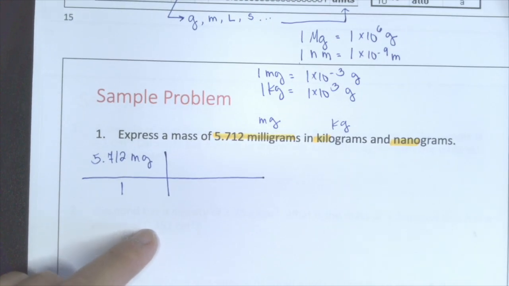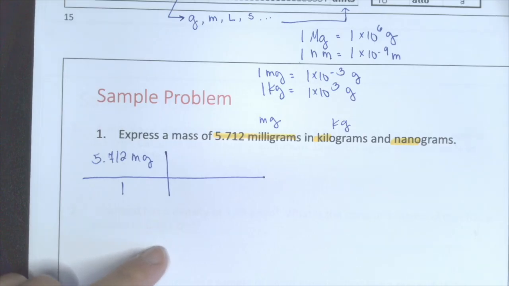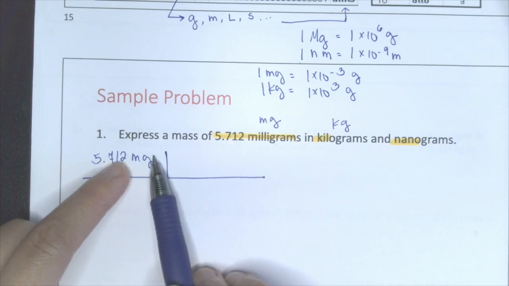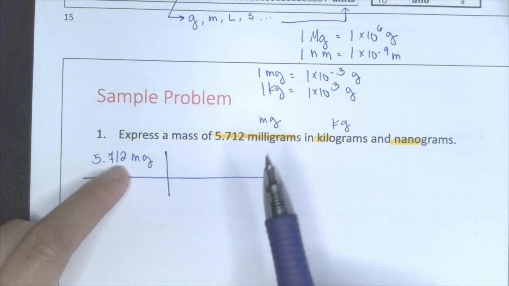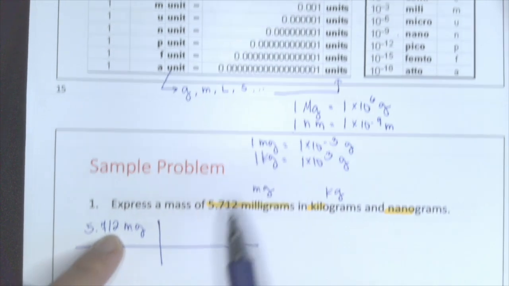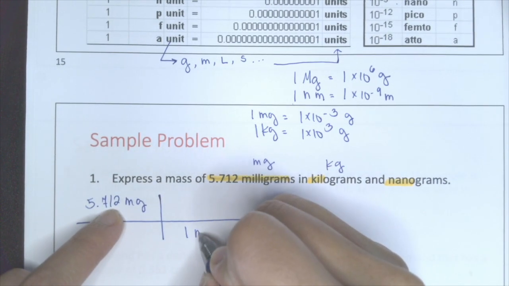All right, so how do we figure out what number goes where? We go by the unit. Because we want to cancel out milligram in the numerator, this milligram will have to be in the denominator. So this value right here will have to go in the denominator, so 1 milligram.